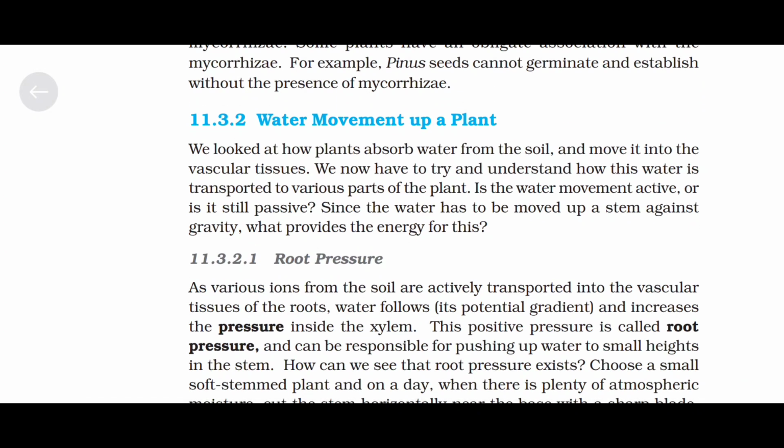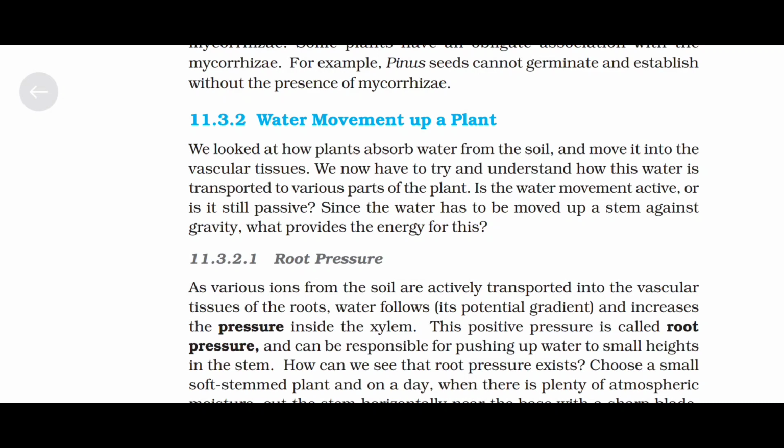Water movement up a plant. We looked at how plants absorb water from soil and move it into the vascular tissue. We now have to try and understand how this water is transported to various parts of the plant. Is the water movement active or is it still passive? Since the water has to be moved up a stem against gravity, what provides the energy for this?